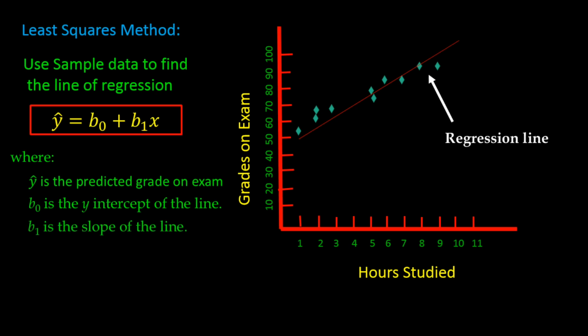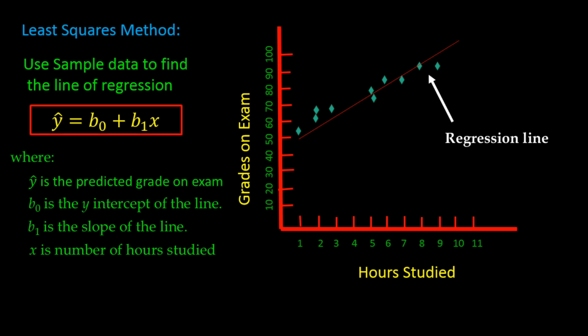b1 would be the slope of the line, and it tells us whether there is an increasing or decreasing relationship between x and y, and how steep the line is. For this example, we will expect to find a positive slope because it is a positive relationship between x and y. Another way to put it is that the slope tells us how much y increases for every 1 unit increase in x. The last letter in the equation is x, and that is the number of hours studied. So we will multiply x times b1 and then add b naught to get y hat.